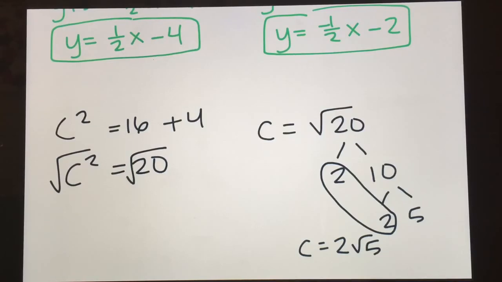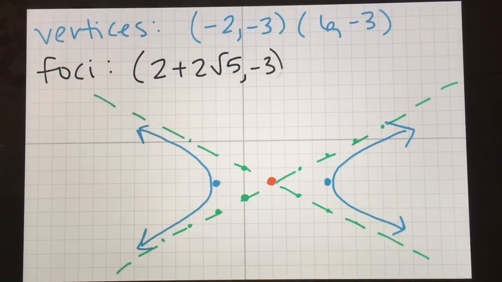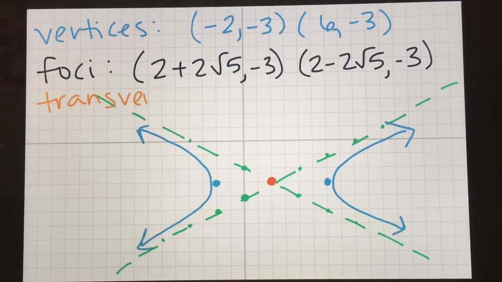So that means for me to write my foci, I just need to go to the left that amount and to the right that amount from the center. So my foci, from the center (2, -3), I'm going to say 2 plus 2 square root 5, negative 3, and 2 minus 2 square root 5, negative 3. Again, I'm not plugging this into a calculator to find the decimal. I'm keeping my numbers nice and perfect. That's the accurate number, not the approximate number, no rounding. And then I need to find the transverse axis, which is that horizontal line that goes through all those points. And so that horizontal line would be the equation y equals negative 3.